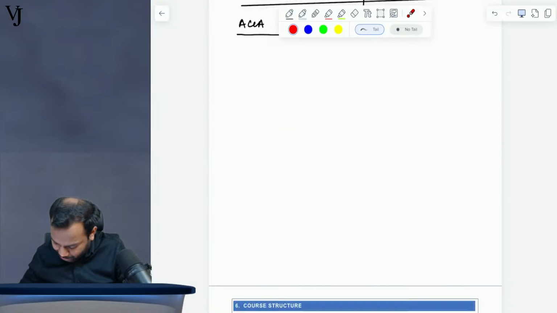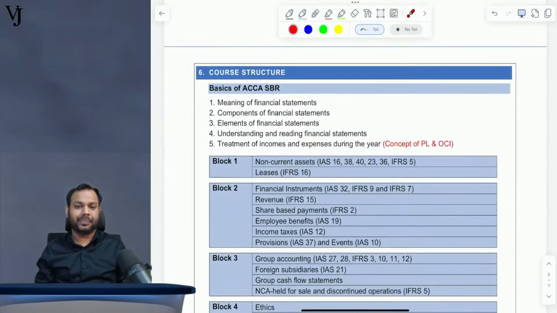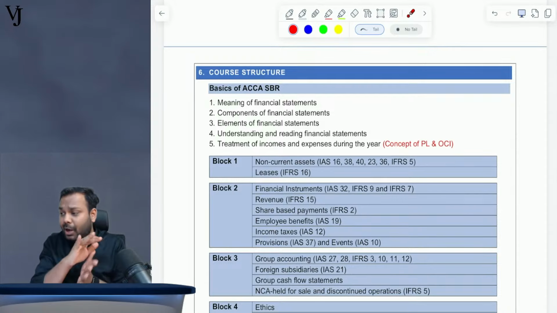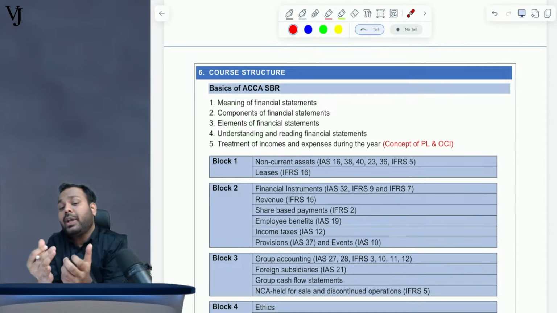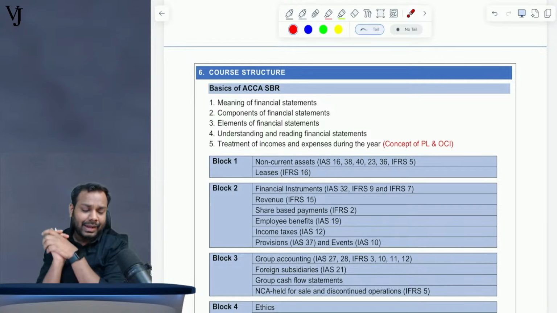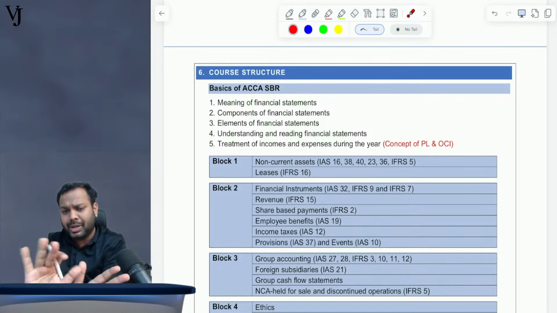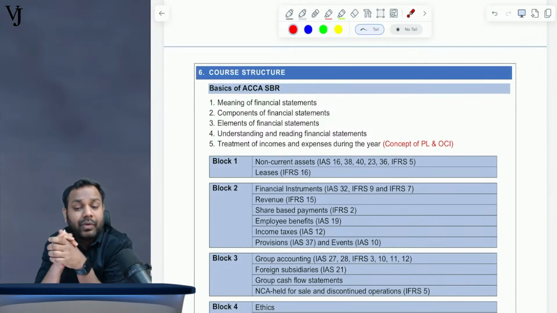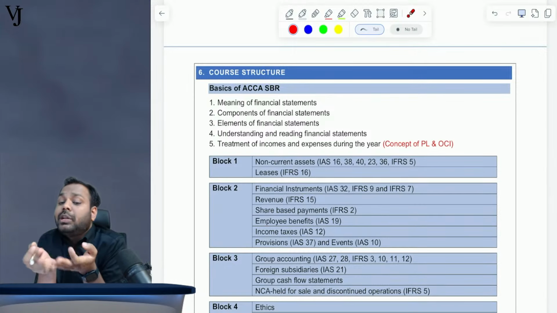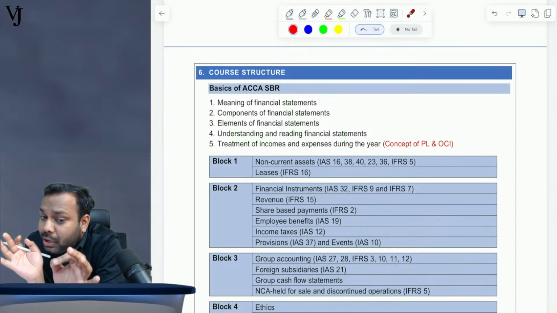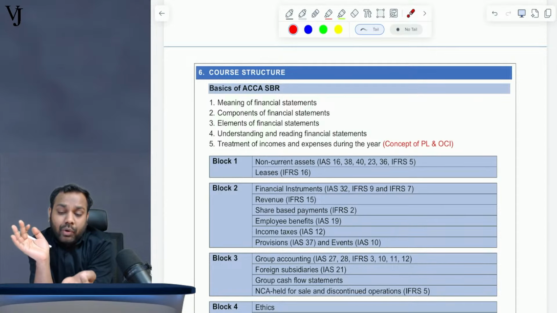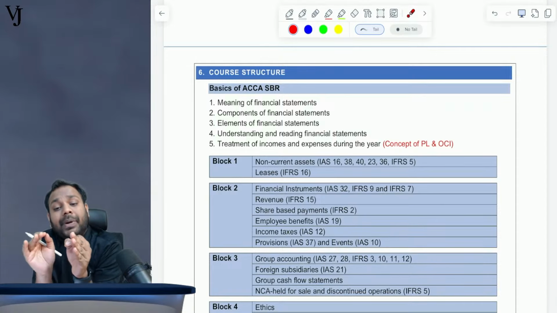Okay, let me move on to the structure. Having understood the paper, the course, and the exam pattern, now we'll understand how exactly we are going to study in our classes. Guys, first of all, we are not required to mug up the law. Even if you mug up the law, nothing is going to happen. You are required to understand the logic behind the IAS or IFRS, the logic behind the particular standard.